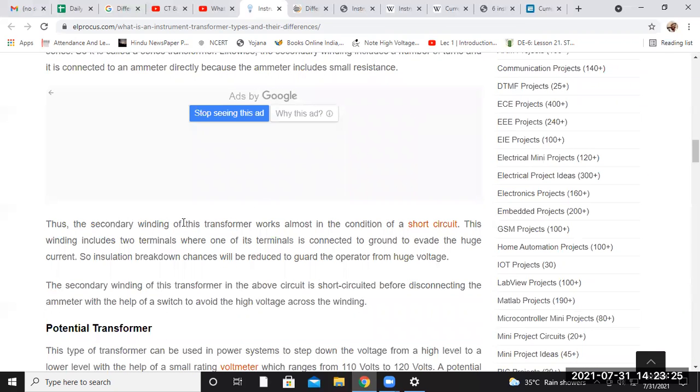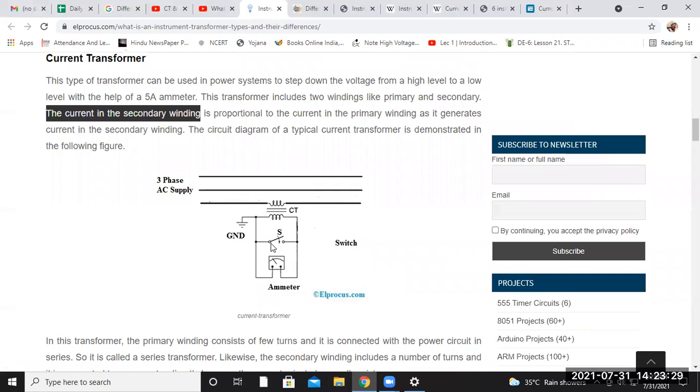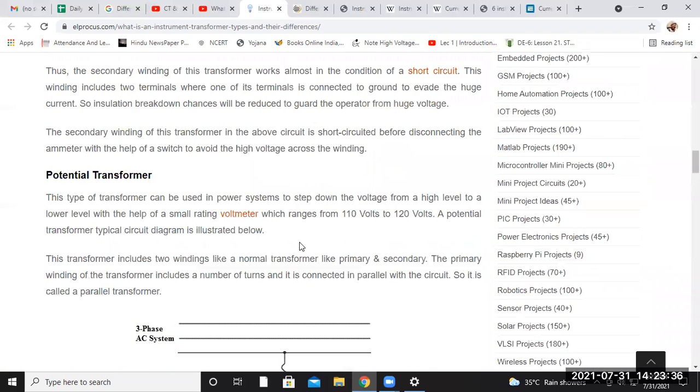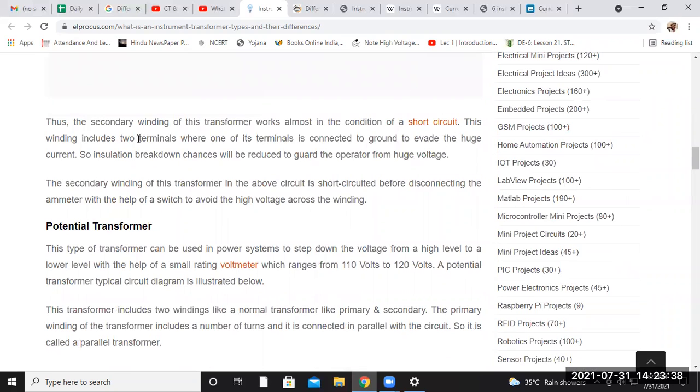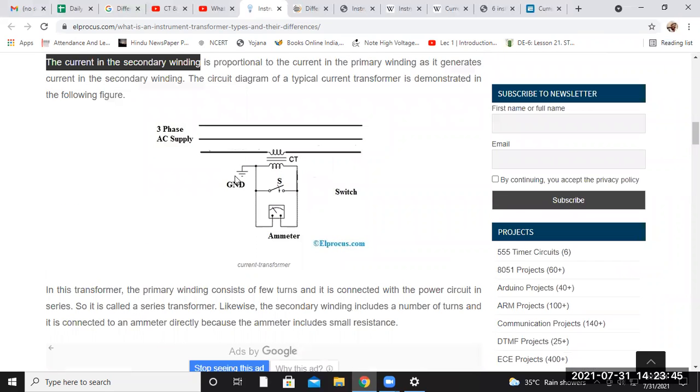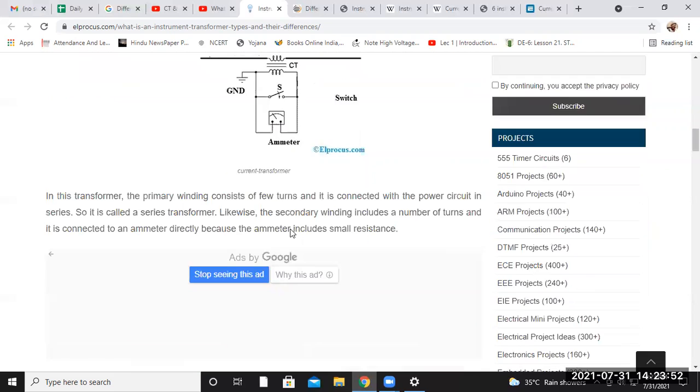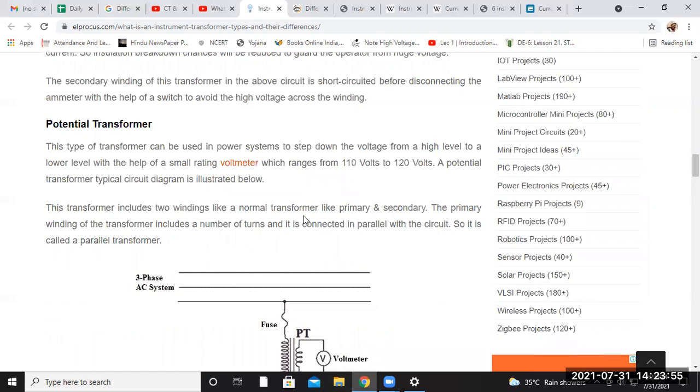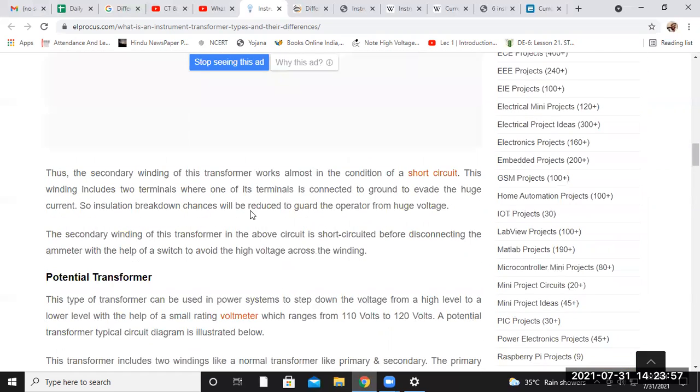You can see here the secondary winding of the transformer works almost in the condition of short circuit. If you close this circuit, it will look like a closed circuit, or short circuit condition. This winding has two terminals, where one terminal is connected to the ground to evade the huge current. So the extra or huge current will flow to the ground, and no damage will be done in the ammeter portion. That is what is written here.